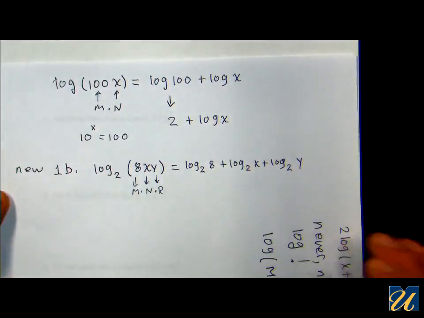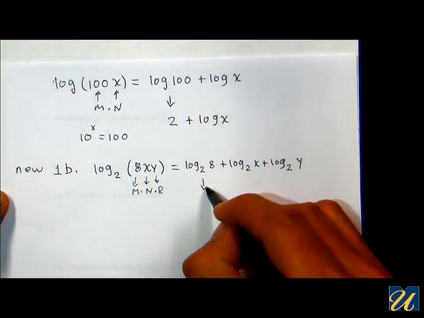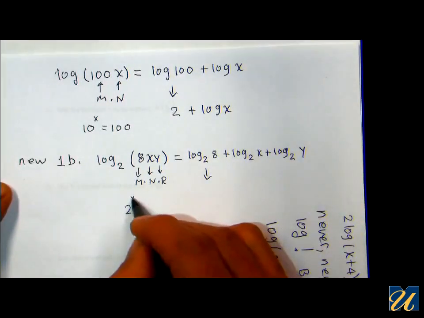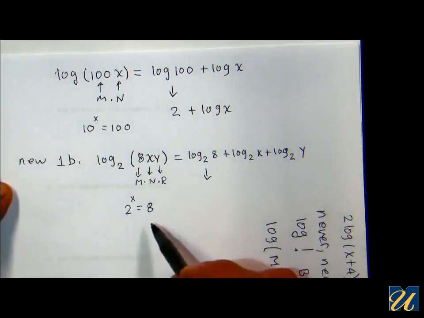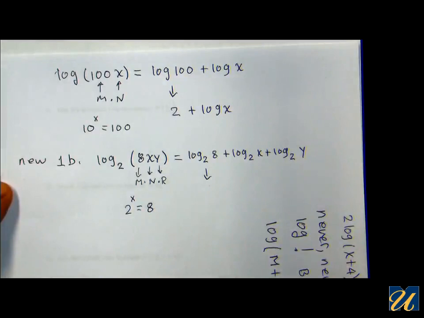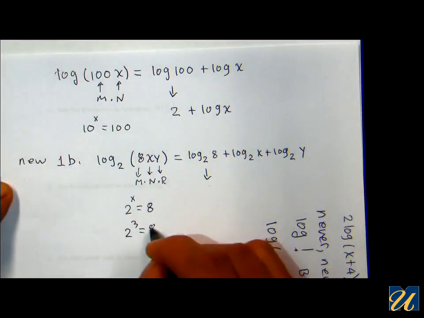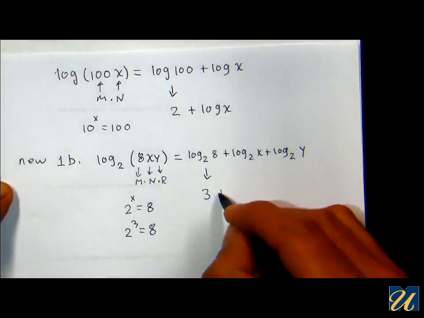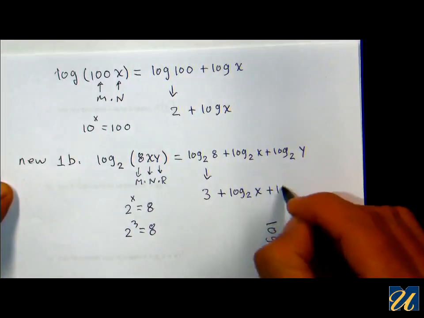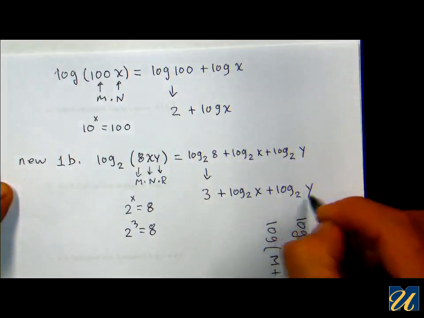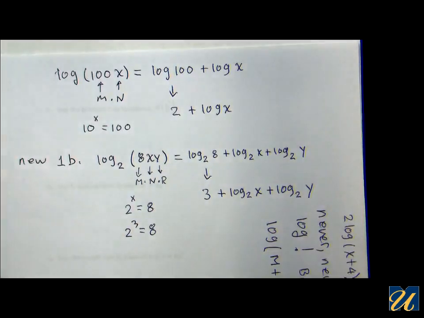Now look to see if there's any further simplification. Log base 2 of 8 means 2 to what power is equal to 8. In this case, we know the answer is exactly 3. See, if this were 2 to the x equals 7, then we couldn't simplify this so easily. We could approximate it using the calculator. But here, it's an integer value. 2 to the third power is 8. So this is the number 3. So our final answer is 3 plus log base 2 of x plus log base 2 of y. And that's our final answer for our new problem 1b.